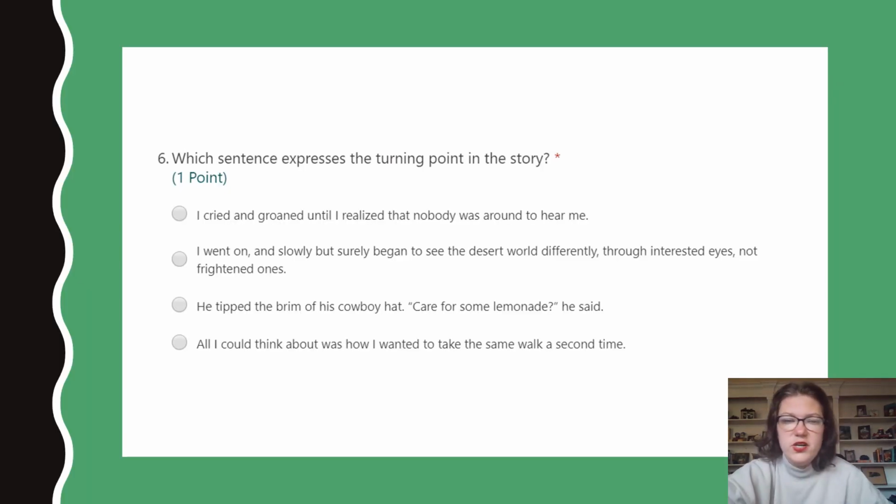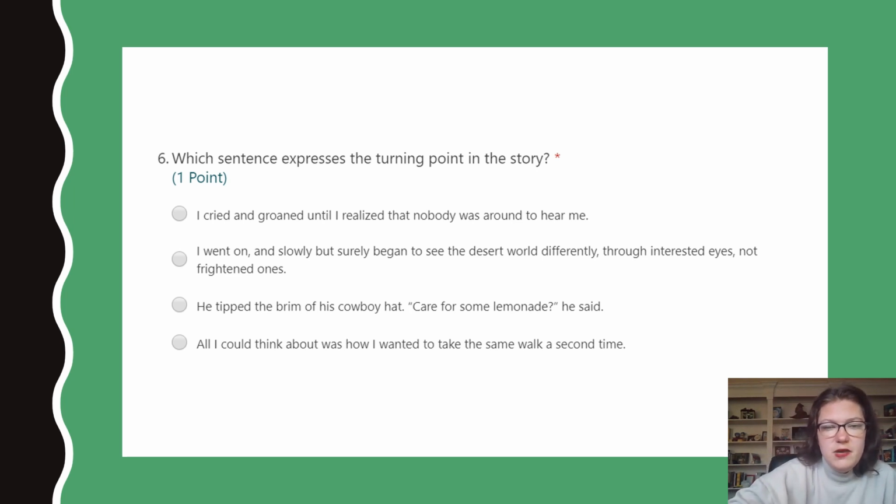So let's look at this question. Which sentence expresses the turning point of the story? I'm going to draw us a little U-turn arrow, right? Where do things change in the story? "I cried and groaned until I realized no one was around to hear me." "I went on slowly but surely, began to see the desert world differently through interested eyes, not frightened ones." "He tipped the brim of his cowboy hat." "Care for some lemonade? He said." "All I could think about was how I wanted to take the same walk a second time."